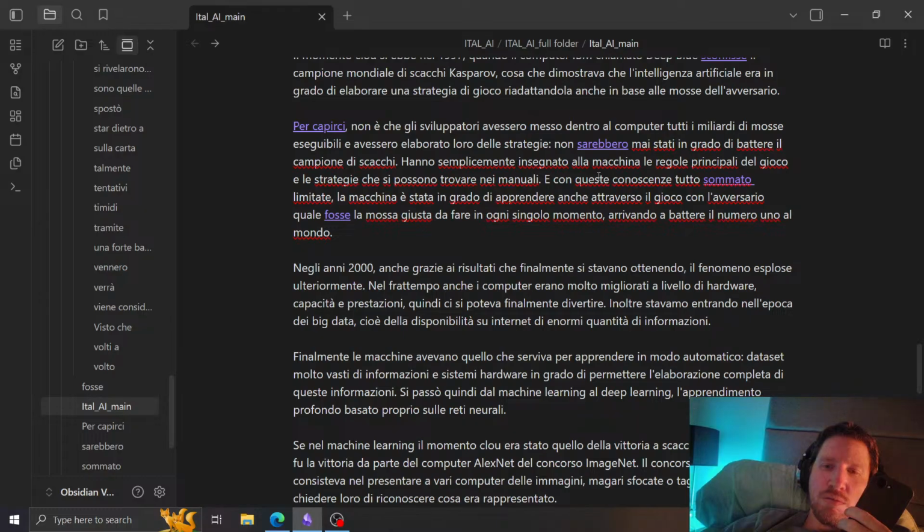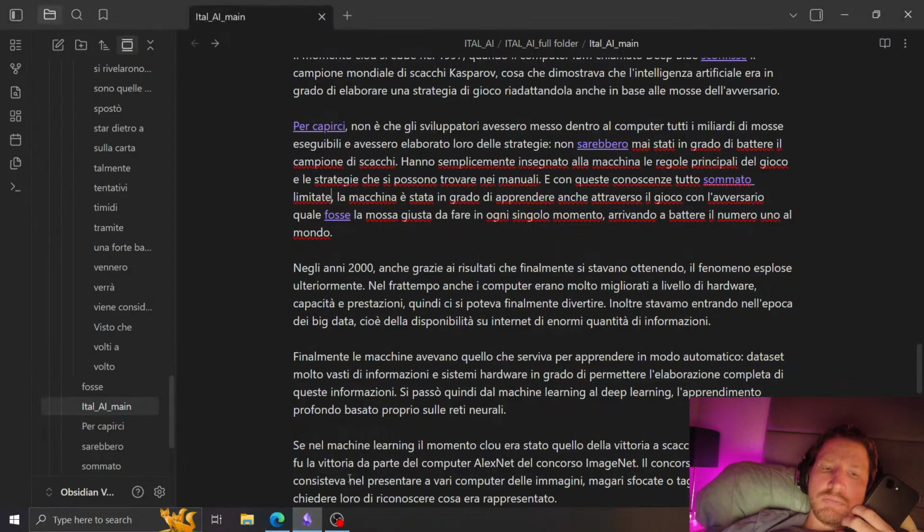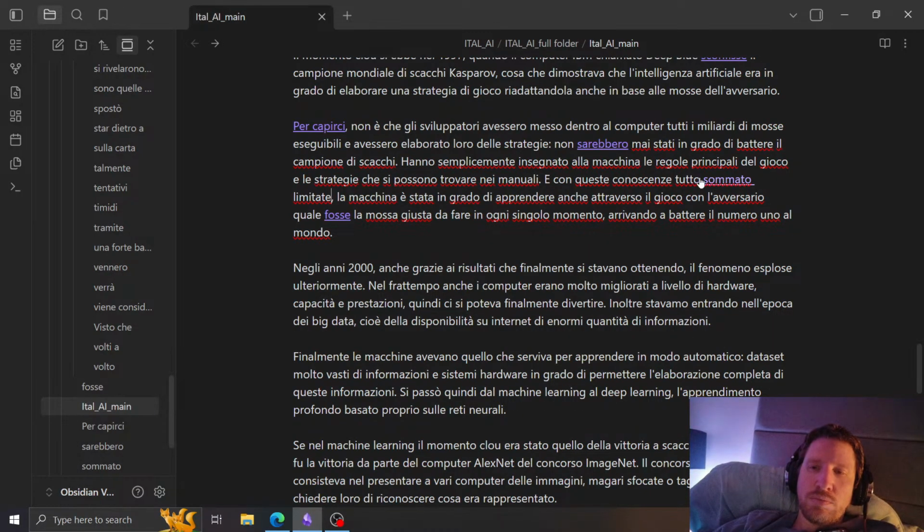Yes, exactly. You got it. So limitate is an adjective describing conoscenza. It's not a verb, so there's no auxiliary needed. You're just saying, with this knowledge, overall limited. The adjective agrees with the feminine plural noun conoscenza. So no missing verb, just a descriptive phrase.